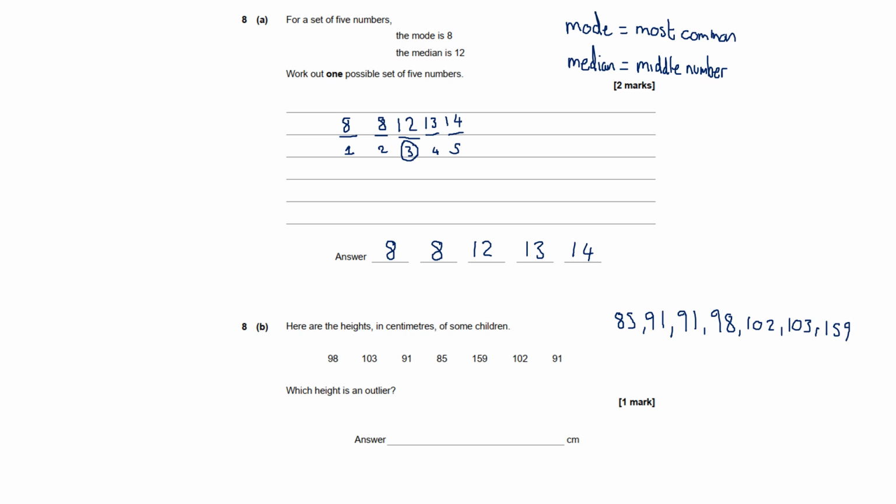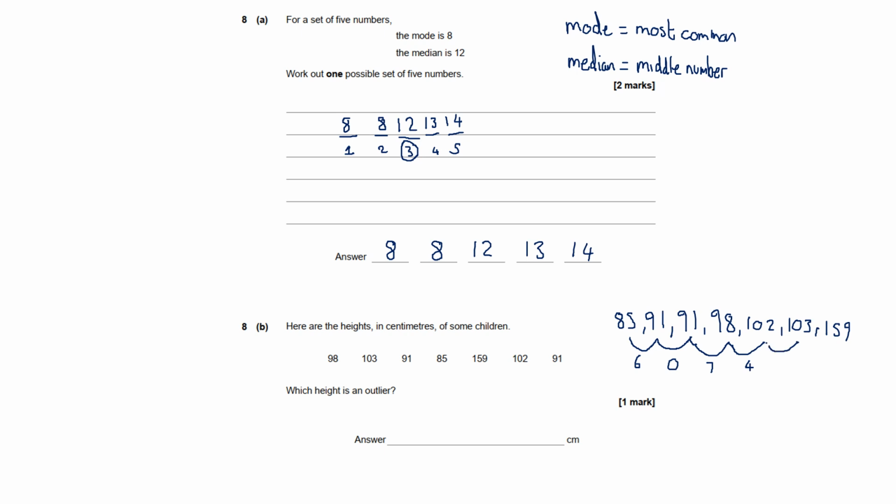So let's look. So 85. Well, is that an outlier? Well, we've got to compare it with some other numbers. So what's the other numbers? 91. So the 6 centimetres difference here. I reckon that's pretty okay. 6 centimetres height is pretty small. 91 to 91 is obviously 0. So don't need to worry about that. 91 to 98, that's a difference of 7. That's not very big. 98 to 102, well, that's another 4 difference between those.